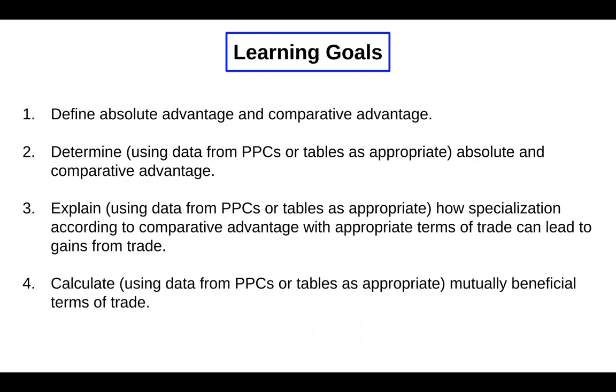So, in terms of learning goals here, basically there's three skills that I want you to be able to take away. The first one is how to calculate absolute advantage. The second is how to calculate comparative advantage. And the third one is how to get terms of trade. And of course, the production possibilities curve is one way to be given this information, but I'm going to show you another way here in the video.